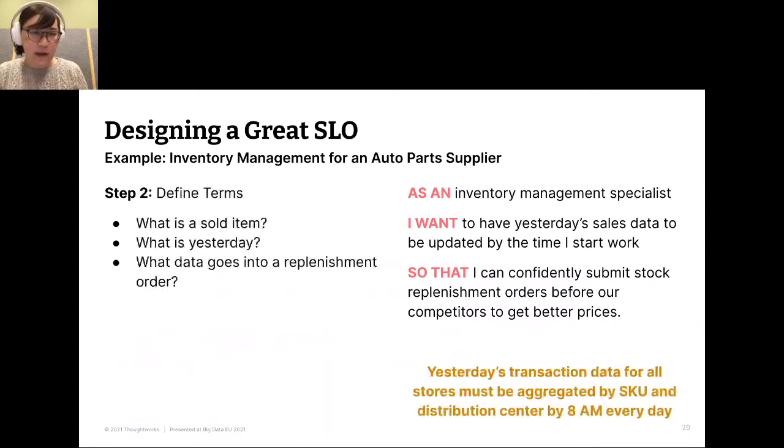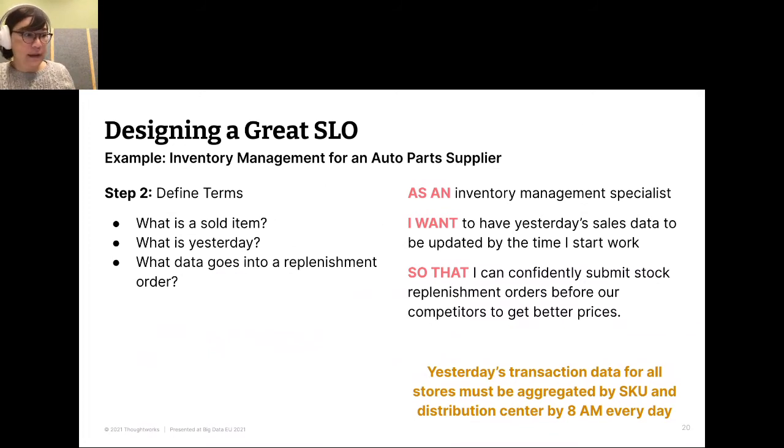The next thing we want to do after we gather the requirements is actually define terms. So what does yesterday actually mean? Is yesterday a calendar day? What time zones? Do we have stores around the world? Do we have stores just in Europe or just in North America? How long does it take for those sales reports to be uploaded from each establishment? So what do we define as yesterday? What defines a sold item, right?